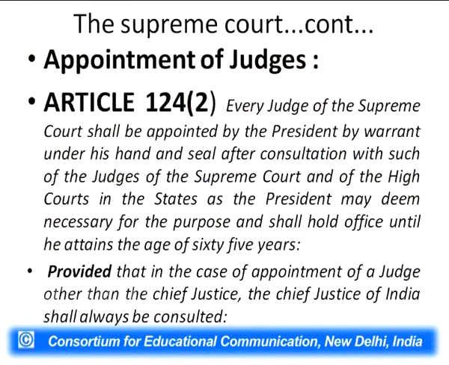As far as the provisions of Article 124 clause 2 are concerned, it says that every judge of the Supreme Court shall be appointed by the President by warrant under his hand and seal after consultation with such of the judges of the Supreme Court and of the High Courts in the states as the President may deem necessary for the purpose, and shall hold the office until he attains the age of 65 years. This provision is subject to the proviso, which says that in case of the appointment of a judge other than the Chief Justice, the Chief Justice of India shall always be consulted.